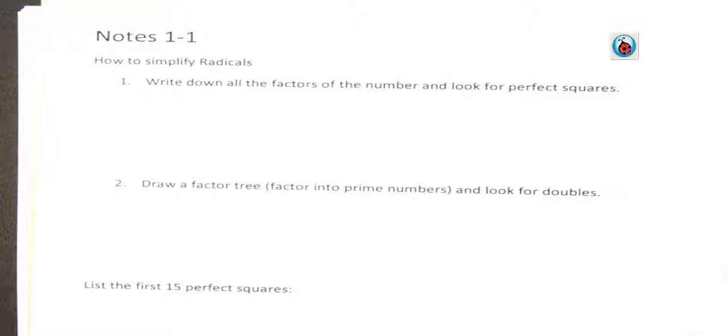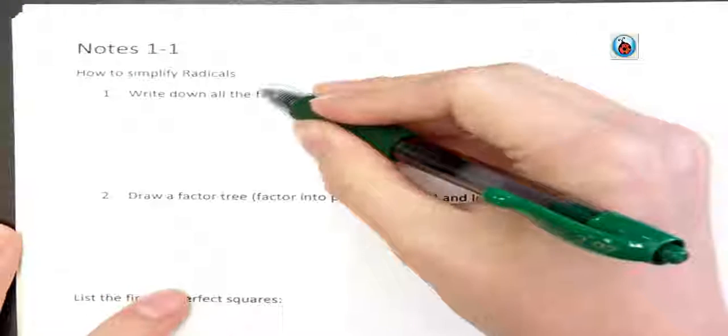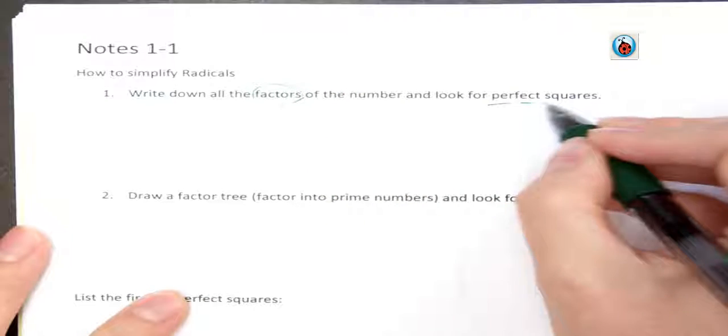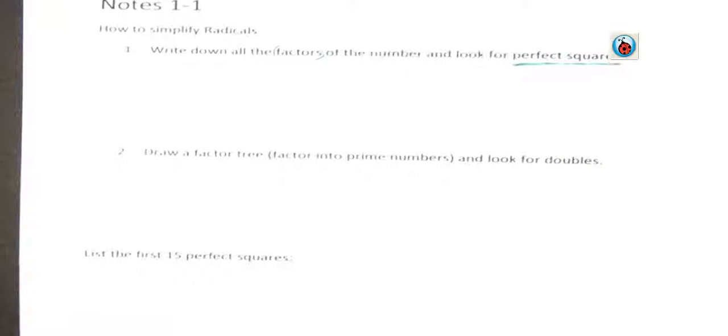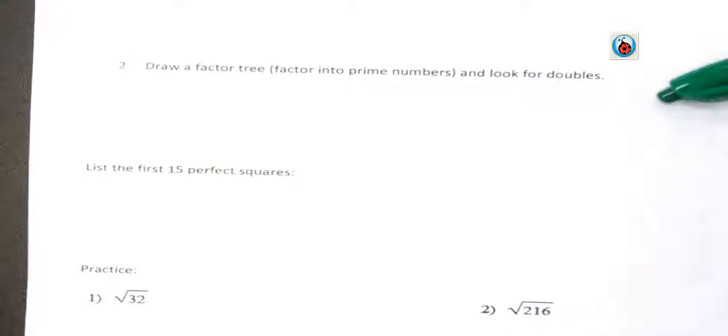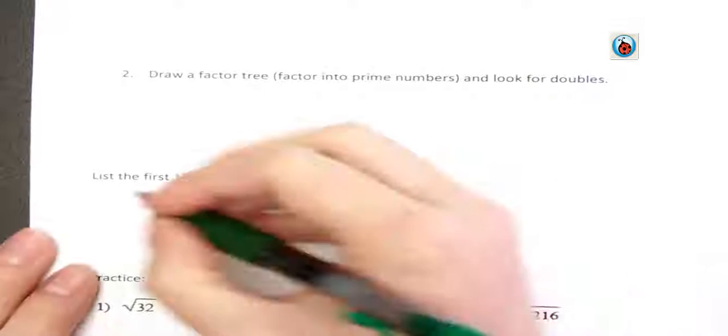Okay, we're starting here on page 1 of your packet, How to Simplify Radicals. There's two different methods to simplify radicals. One is we can write down all the factors, so all the ways we can multiply to a number, and look for perfect squares. So before we start this part, let's list out our first 15 perfect squares.